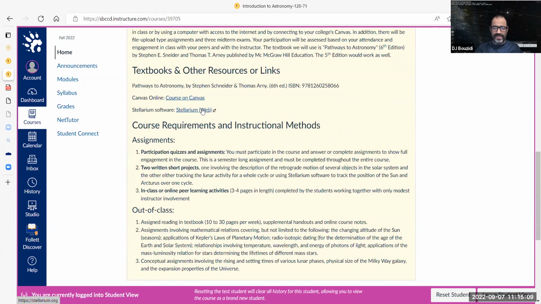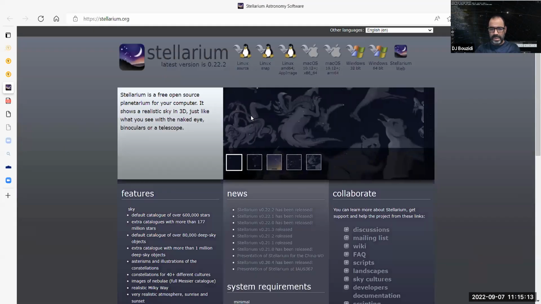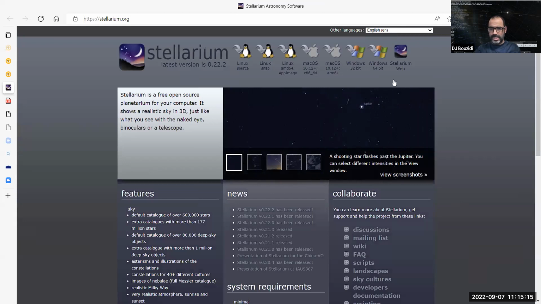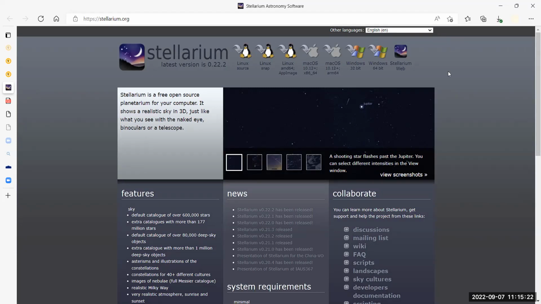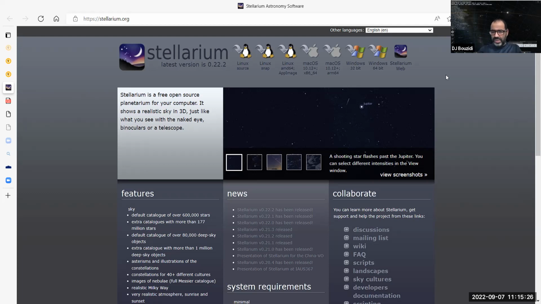So again, part of the resources that you have is this Stellarium link. Okay, so I'm going to click on it. Once I click on it, do you guys see it? Stellarium? Yes. Okay, very good. Thank you, guys. So it's a nice software to have. It's a free software to have on your desktop or your laptop. It's 100% free. You don't pay a dime for it.